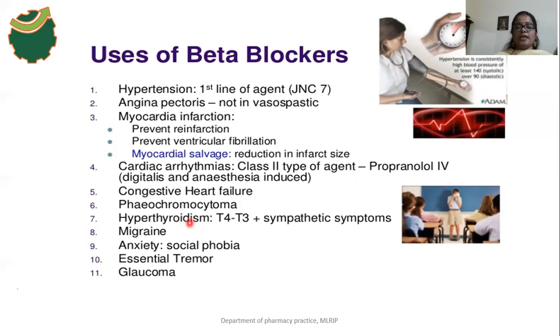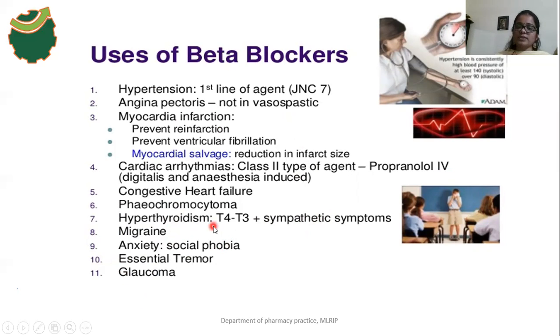And hyperthyroidism. In hyperthyroidism, there is a high occurrence of sympathetic symptoms. Those sympathetic symptoms will be blocked by beta blockers. And the drug is used for the treatment of migraine, and it suppresses anxiety, and it suppresses social phobia also, and it suppresses tremors, and it is used for the treatment of glaucoma.